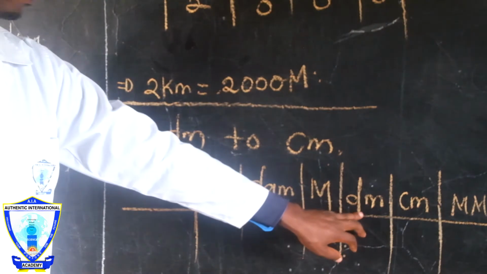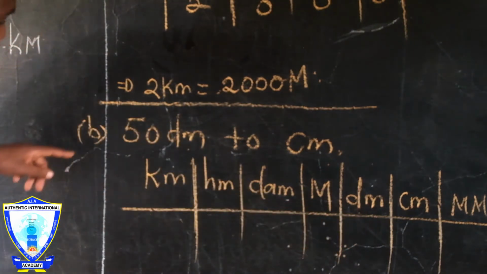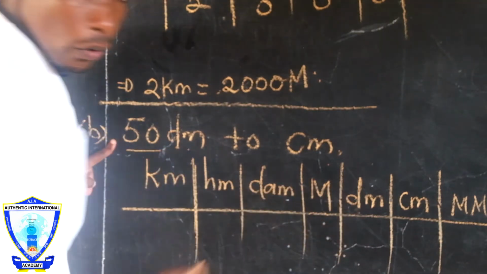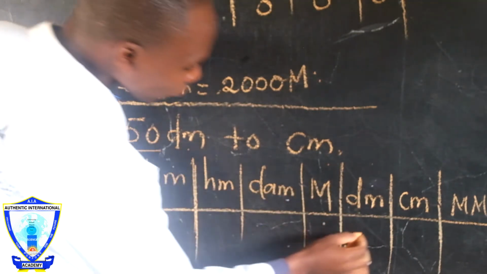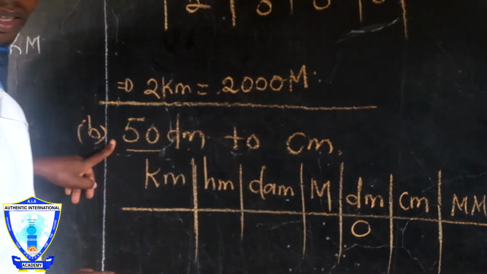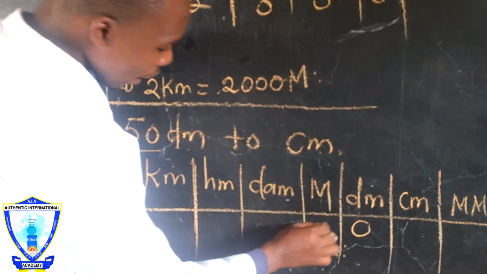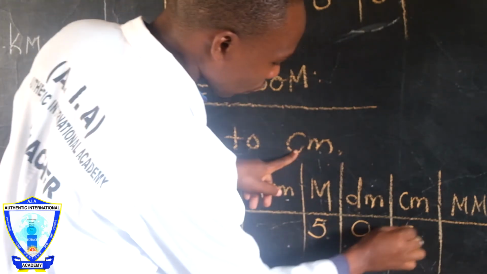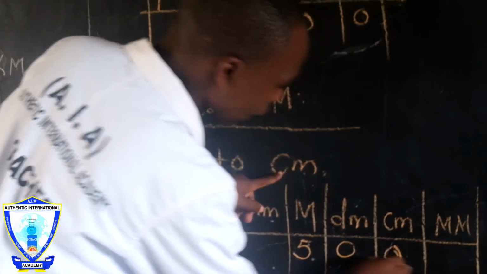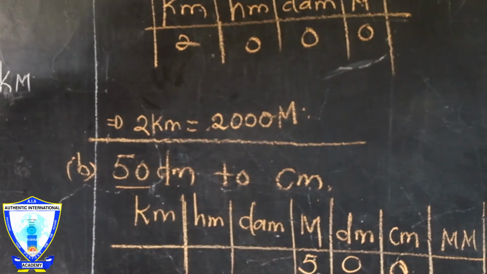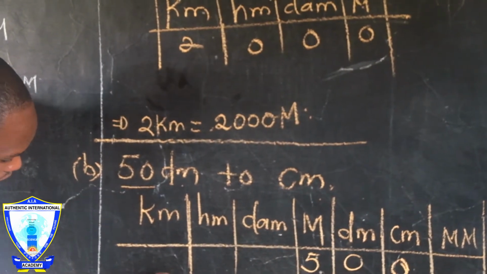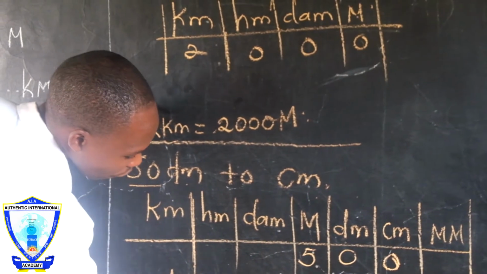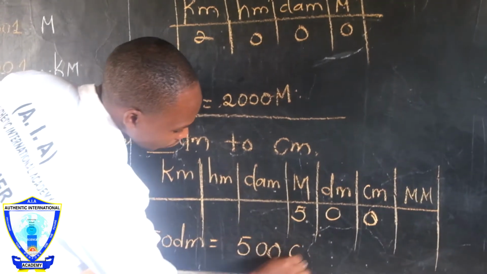Decimeter is here. So where there is decimeter, it's where I'm going to start from. This 0 will start from decimeter. It means this 5 will be under meter. They want the answer in centimeters. Who can now read the answer? This implies that 50 decimeters is equal to 500 centimeters.